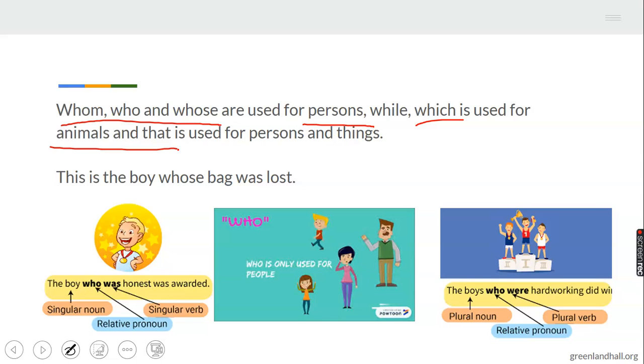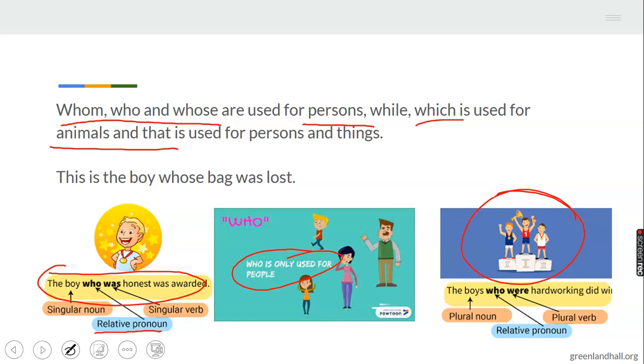So, for example, let's consider: the boy who was harnessed was awarded. Now we use who here. This is a pronoun, a relative pronoun. How simplified can that be, everyone? Who is used for persons. You cannot say the cat who jumped. No, no, no. We use who, whom, and whose. They are for persons. Then we'll use which for things and animals. Who is only used for people, as you can see here. Another example is here: the boys who were working hard did win. Now, talking about those boys, who was also used there as a relative pronoun.